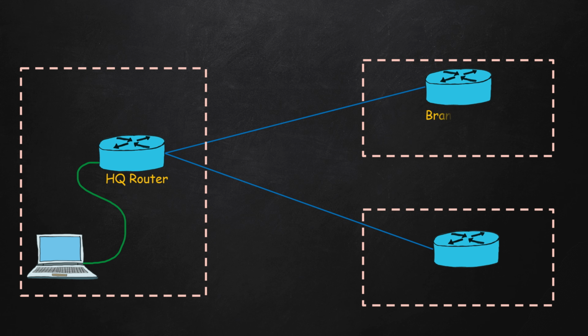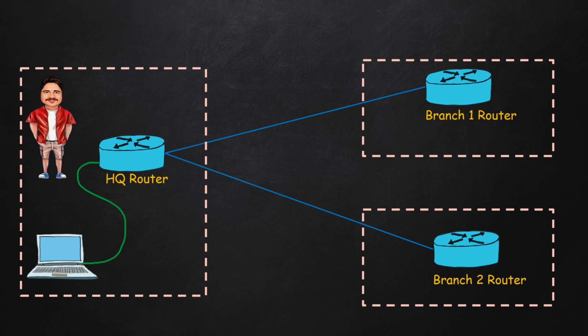For that, I am taking here the network architecture diagram of the company Irash Technology. At left side you can see the head office network where James is sitting. At right side you can see the branch 1 and branch 2 network. Each location has their main router.